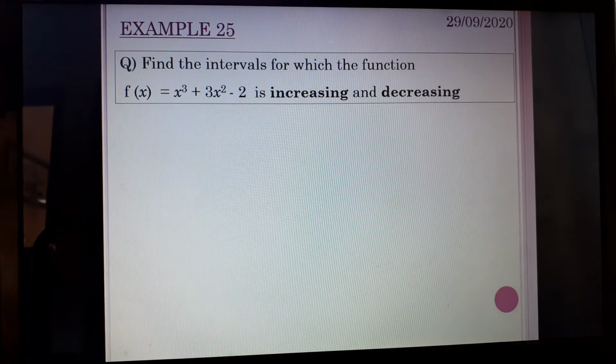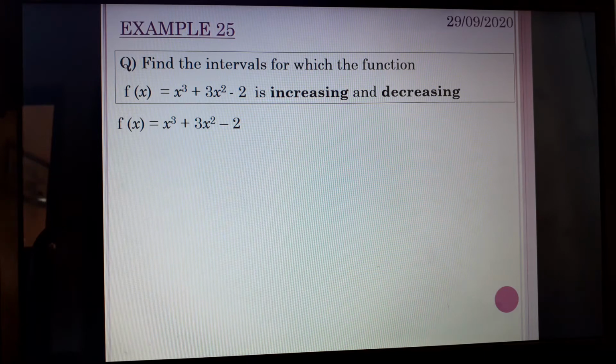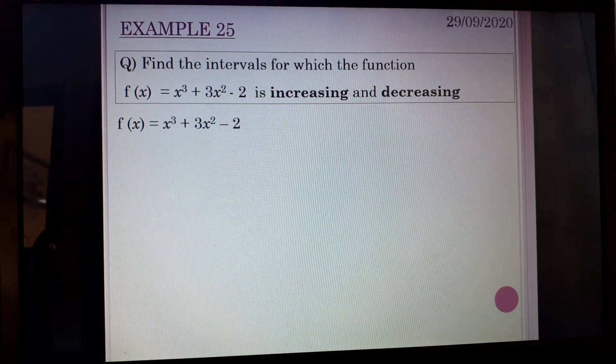Okay, so here we have a more complicated one. Find the intervals for which the function f of x equals x cubed plus 3x squared minus 2 is increasing and also decreasing. So again, we know that we're going to be starting off with f dashed of x in this case. And if it's increasing, we know that f dashed of x should be greater than 0. And if it's decreasing, f dashed of x should be less than 0.